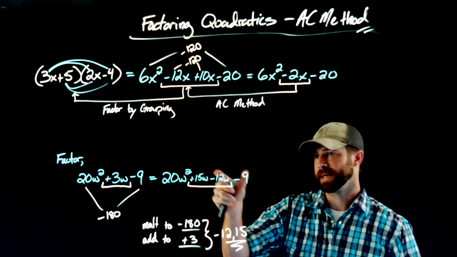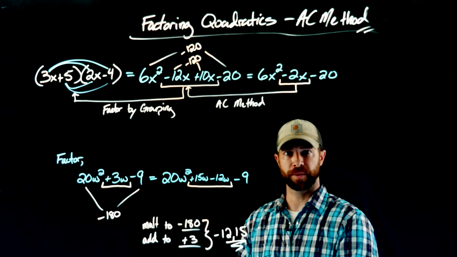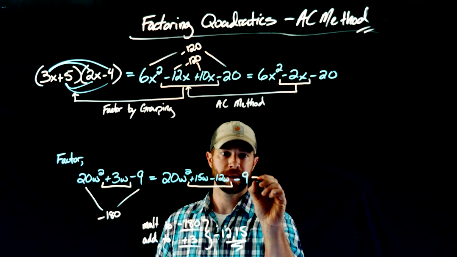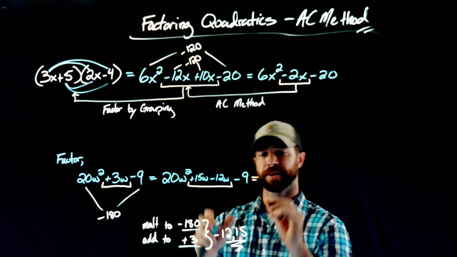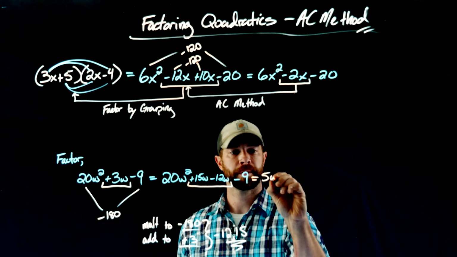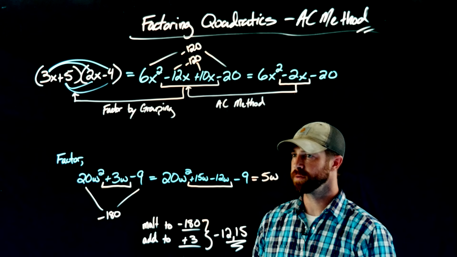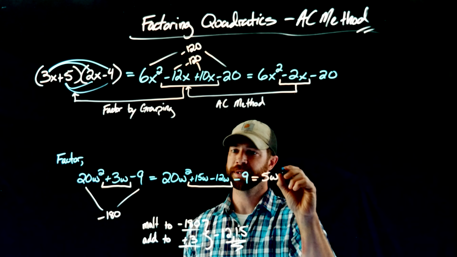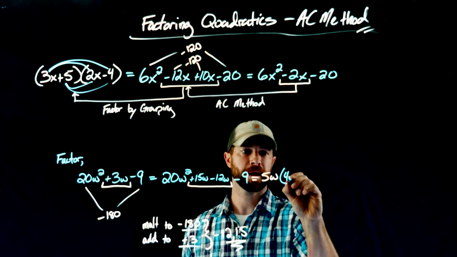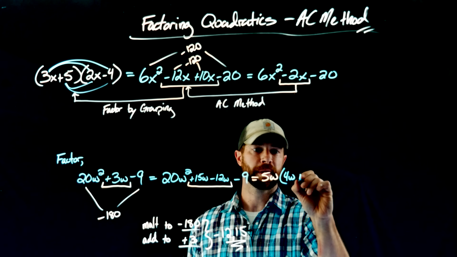Factor by grouping is by taking two terms at a time and factoring out the greatest common factor. Here, these first two terms, I'm going to factor out a 5w. If I factor out a 5w from 20w squared plus 15w, I'll get a 4w and then a plus 3.